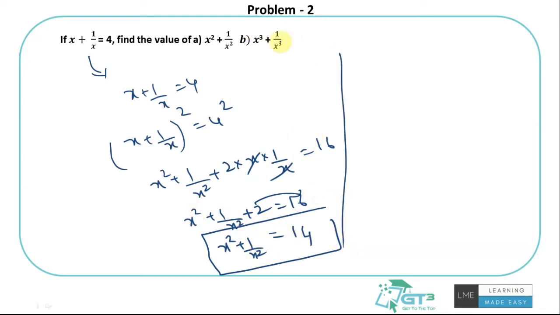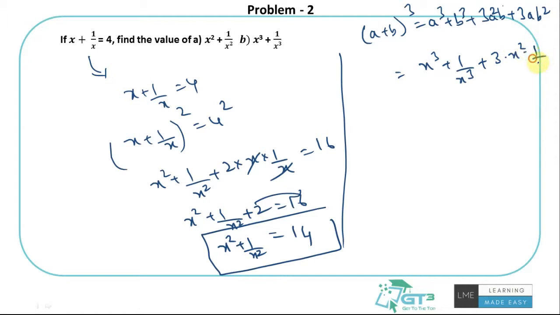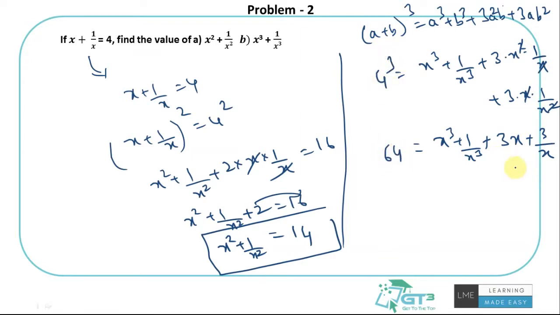Now for x cube plus 1 by x cube, all you need to do is a plus b whole cube, which is a cube plus b cube plus 3a square b plus 3ab square. So this is x cube plus 1 by x cube plus 3 into x square into 1 by x plus 3 into x into 1 by x square. I cancel these, so I get 3x plus 3 by x. Here a plus b is 4, so the cube is 4 cube, which is 64.